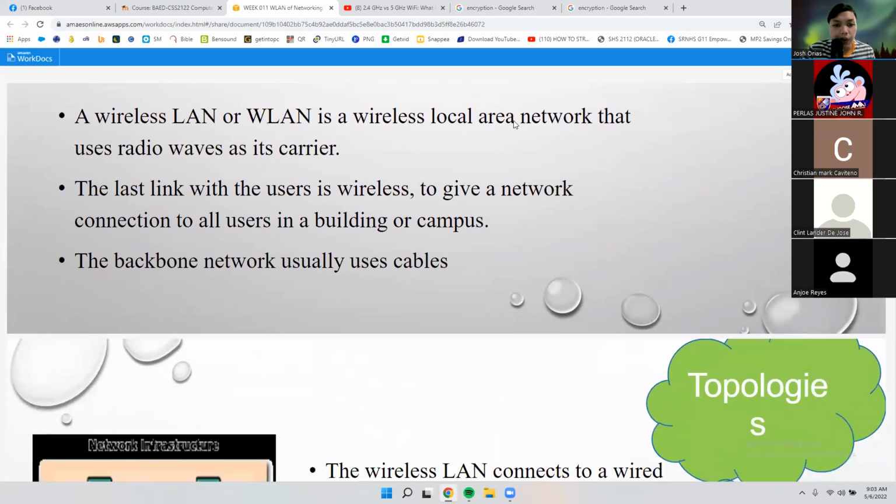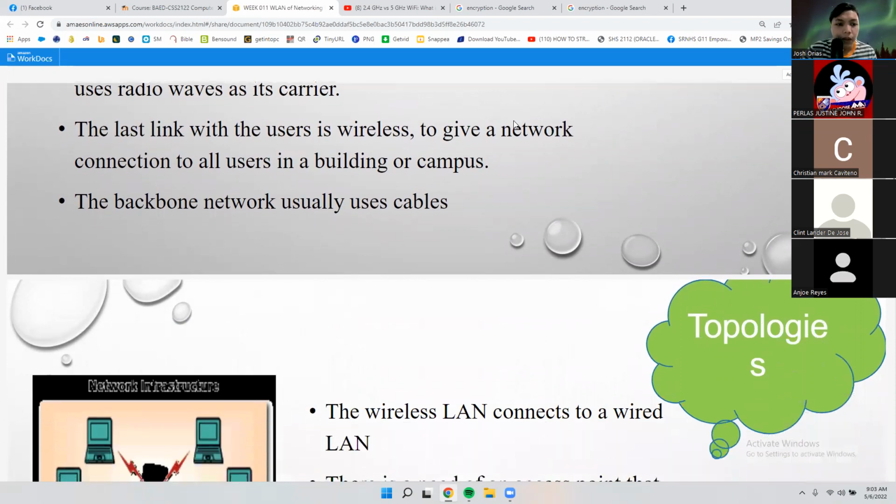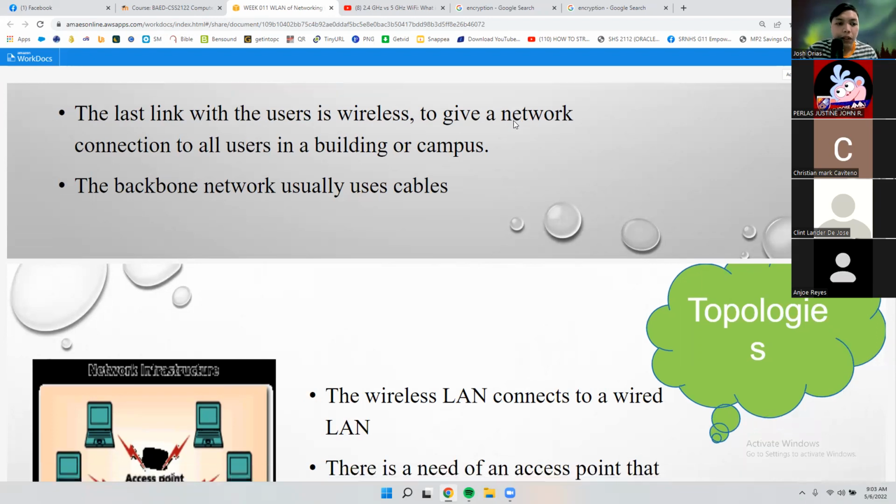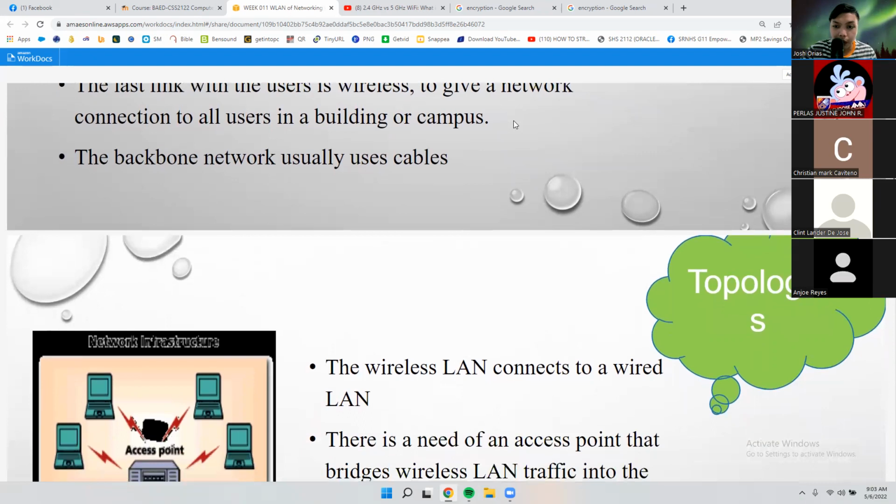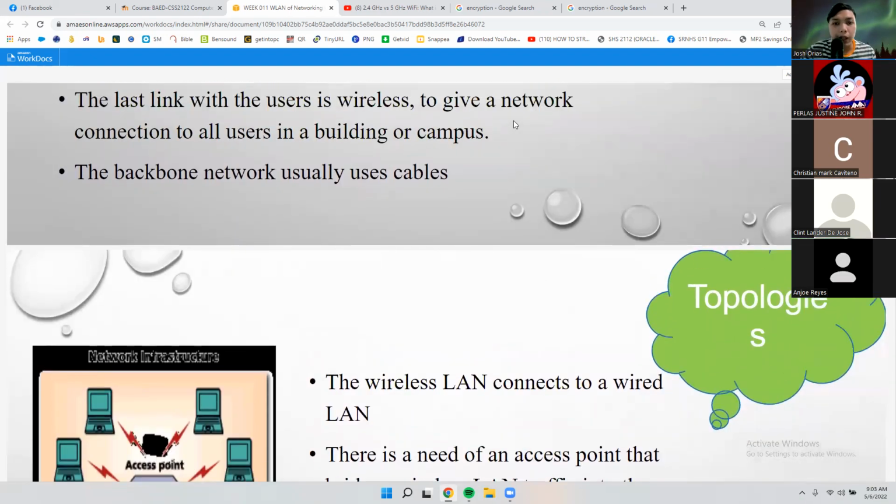So the last link with the user is wireless to give a network connection to all users in a building or campus. So sa mga usually school, sa bahay, saan pa tayo pumunta? Kahit nga sa mall, di ba, may Wi-Fi, may timer pa nga yung Wi-Fi. So the backbone network usually uses cable. So yung router pa rin, kumbaga, ngayon kasi di ba, router slash modem. So technically, maka-connect din yung mga wireless devices. Okay? Pero the backbone pa rin is yung for example, router tapos the modem. Okay? So naka-wired pa rin siya naka-connect.